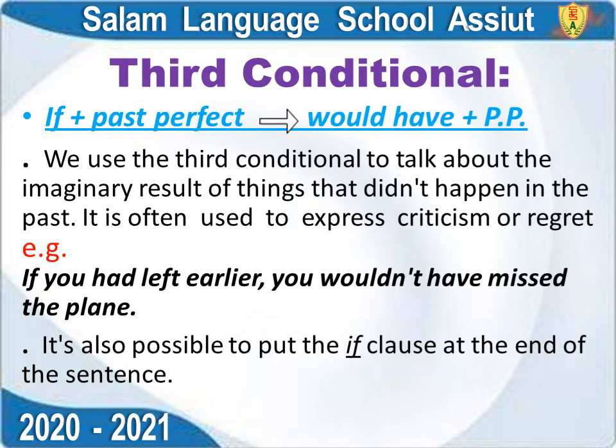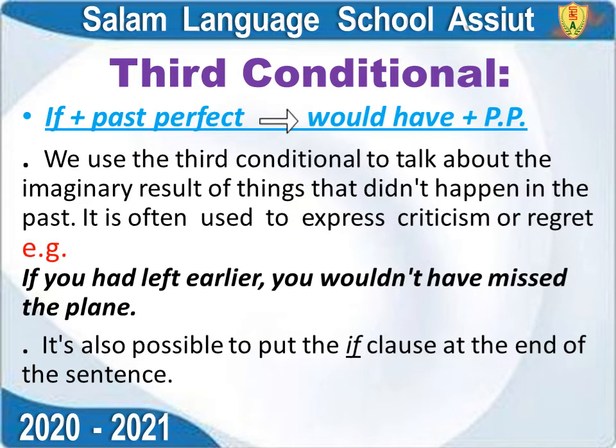Okay, let's move to the third conditional. Of course, you know well the form. If plus the past perfect, would have plus the past participle. The third conditional always refers to something which happened or didn't happen in the past. It refers to the past. For example, if you had left earlier, and of course you didn't leave earlier, you wouldn't have missed the plane, and of course you missed the plane.